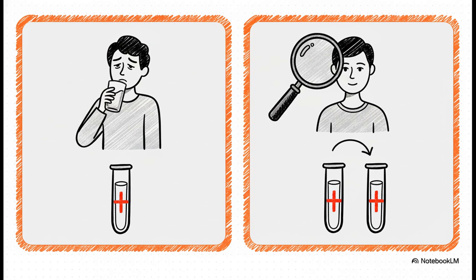If your patient shows up with classic symptoms, the polyuria and polydipsia, then a single positive test is enough. Diagnosis confirmed. But if the patient is asymptomatic, maybe you just picked this up on a routine screening, you absolutely need 2 separate positive tests to make that call. This is such a vital principle to prevent a premature diagnosis, and trust me, it's a very common exam question.